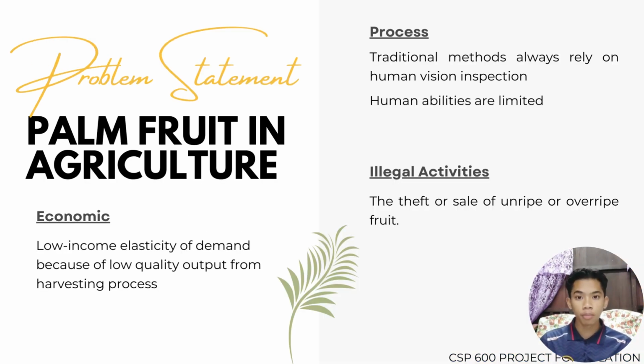Now, we are going to the problem statement. So, what is the problem in palm fruit in agriculture? On the economic side, there is low income elasticity of demand because of low quality output from the harvesting process. Next, on the process side, the traditional method always relies on human vision inspection. As we know, human abilities are limited, so some activities in the process will be limited. The next one is illegal activity, which is the theft or sale of unripe or overripe fruit.